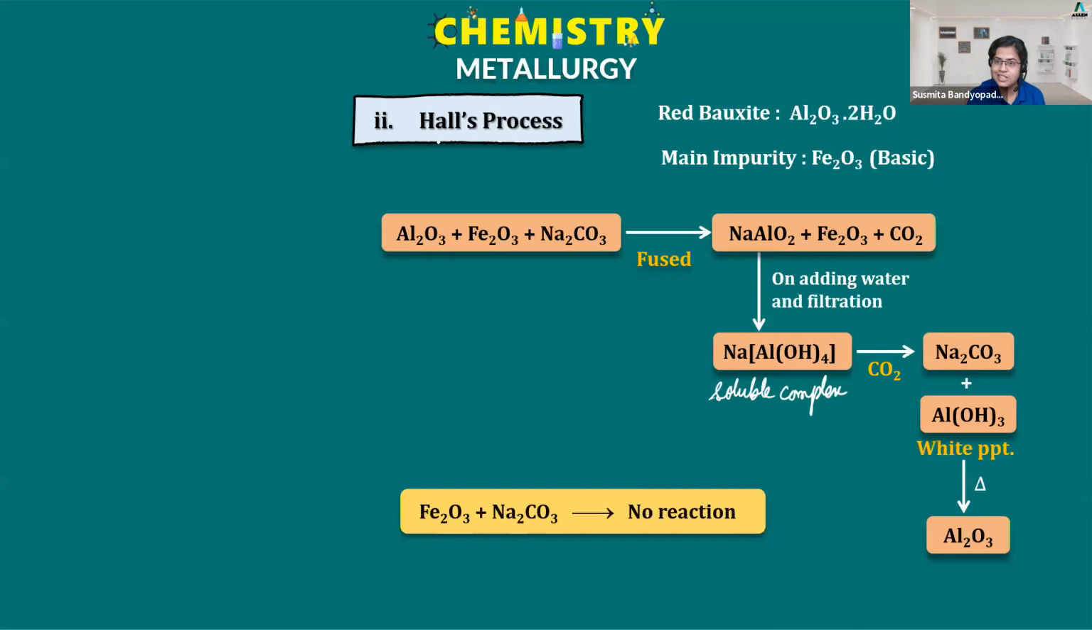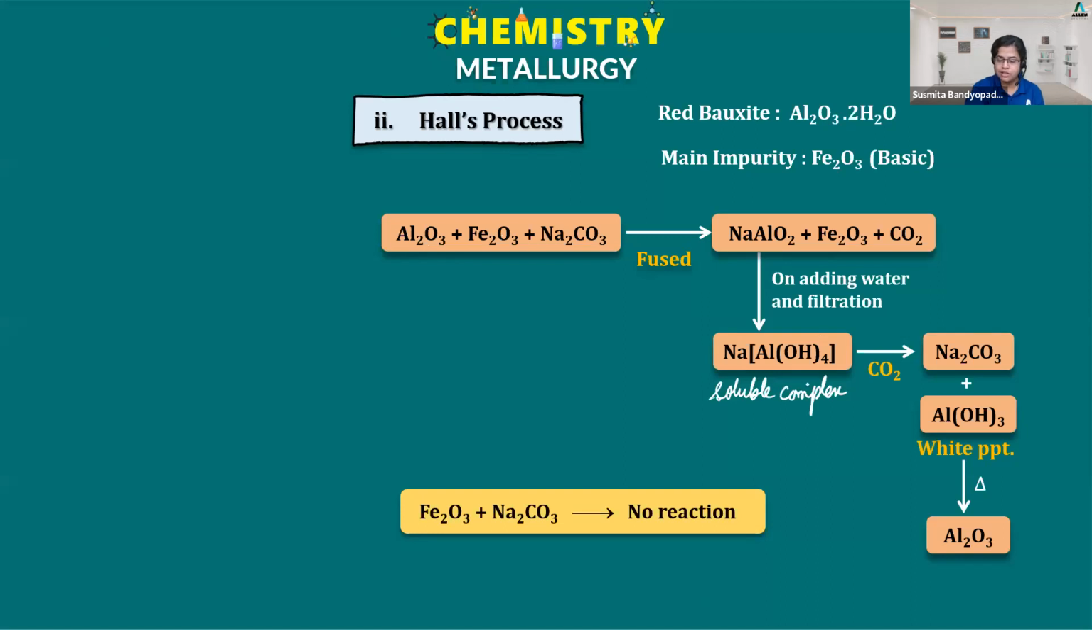Hall says, I will use Na2CO3 powder. Take powdered Na2CO3 and powdered ore along with the impurities which are by default there. So you take powdered impure ore plus powdered solid Na2CO3. You will heat it. When you heat it, it melts. Ionic compounds can conduct electricity either in aqueous solution or in the fused, molten state. When you heat it, it melts and they chemically react.